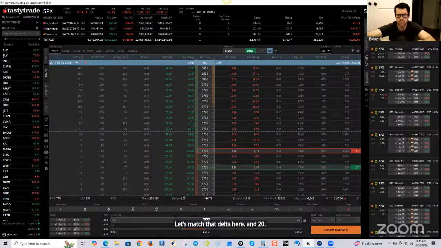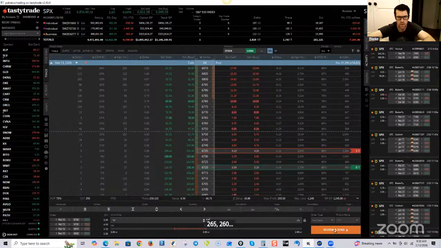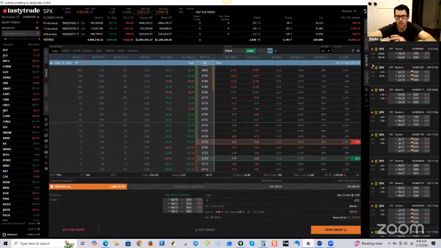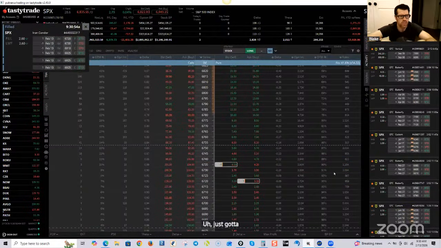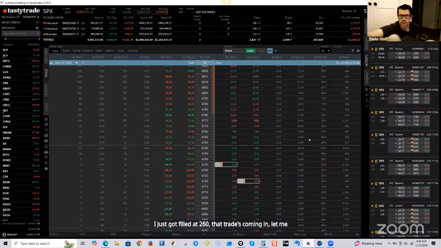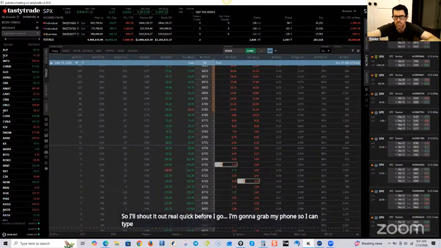So 255. Let me see if I can grab this trade. I don't mind $3. I'm going to go 260 on this one, see if this will fill. 265, 260. I just got filled at 260. That trade's coming in. Let me grab my phone. So I'll shout it out real quick before I go. I'm going to grab my phone so I can type it in Telegram.